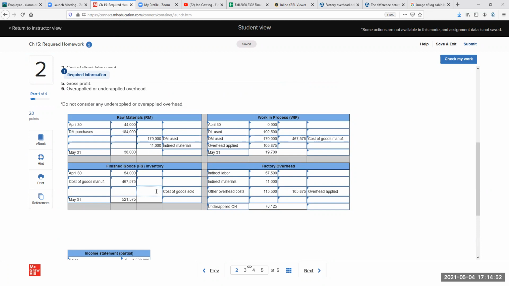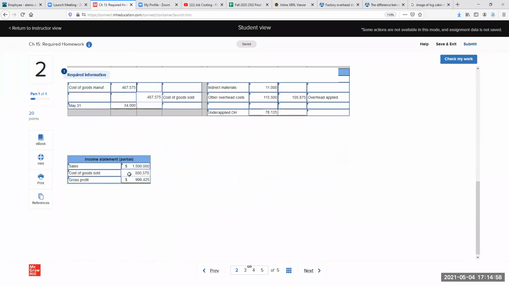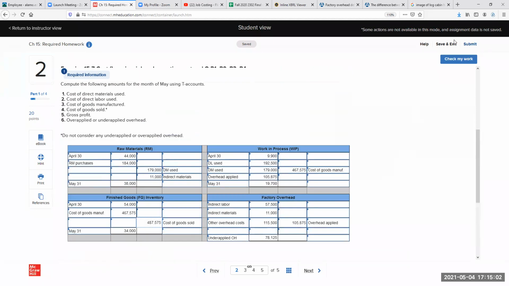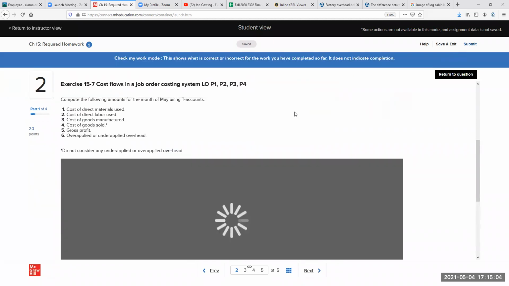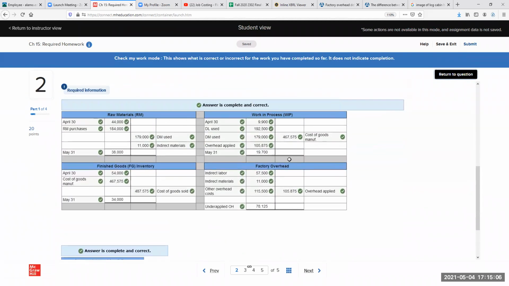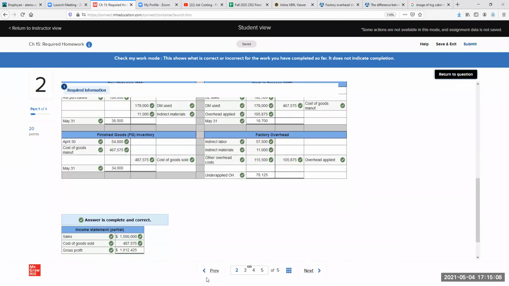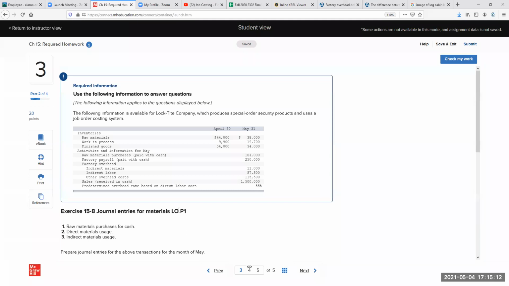521,575 minus 34,000 is 487,575. And that's how much is here, 487,575. Now, how about now? All right, so there we go. So remember, you're trying to get the flow. So let's see what else.